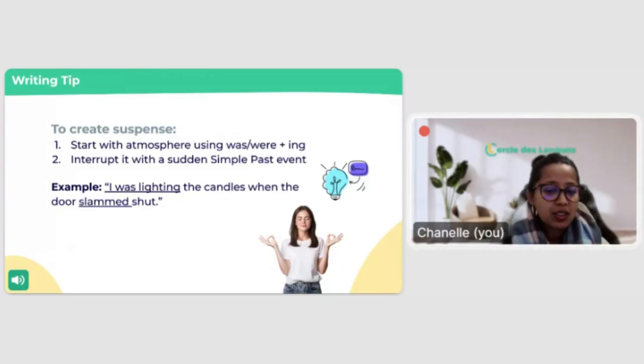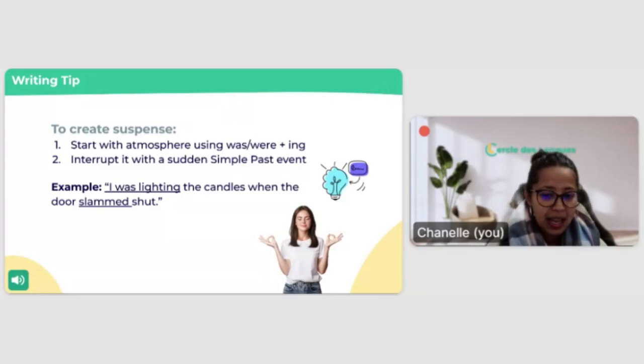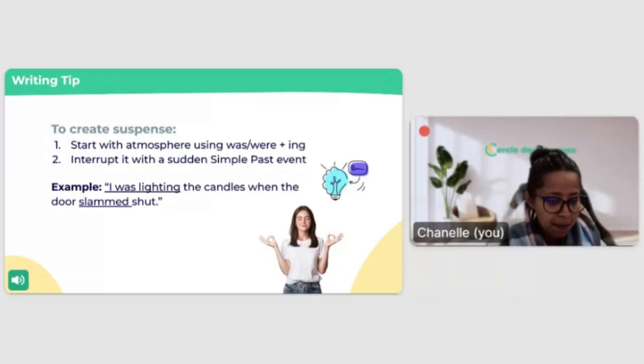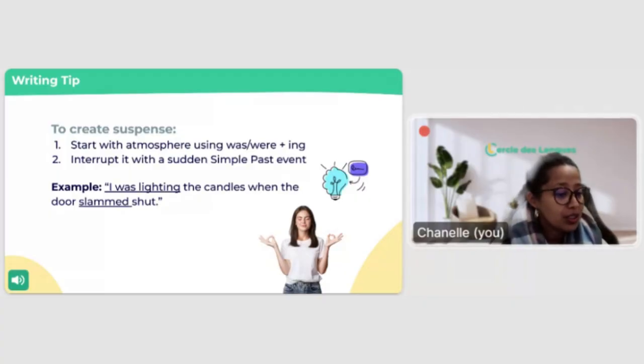So using the past continuous helps us create suspense. We start with the atmosphere using was or were plus ing, and we interrupt it with a sudden simple past event. For example, I was lighting the candles when the door slammed shut. So this is how the past continuous and the past simple work together to create an interesting scene.